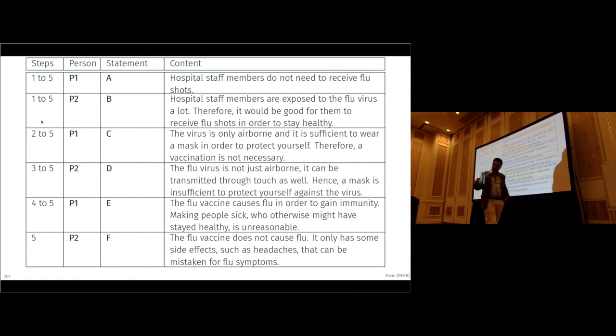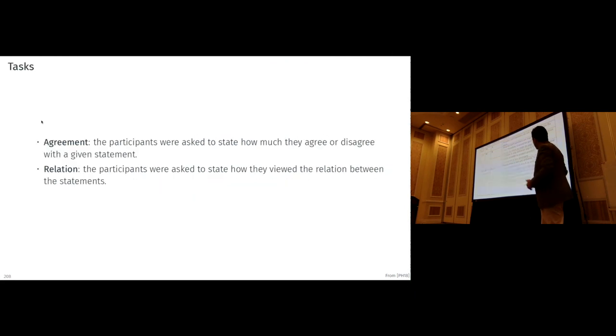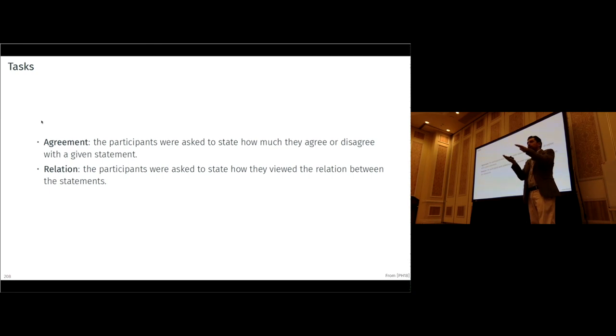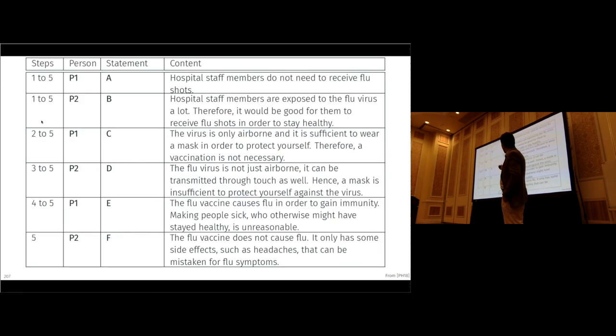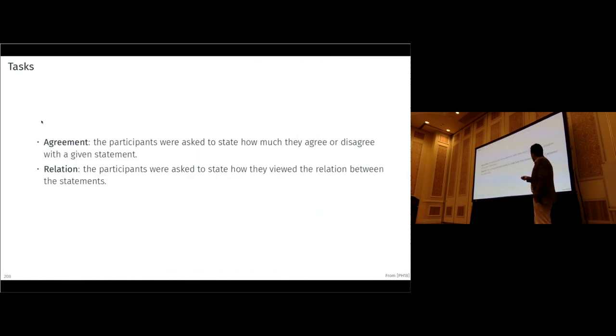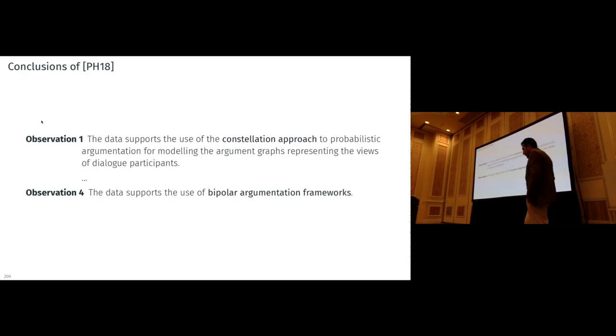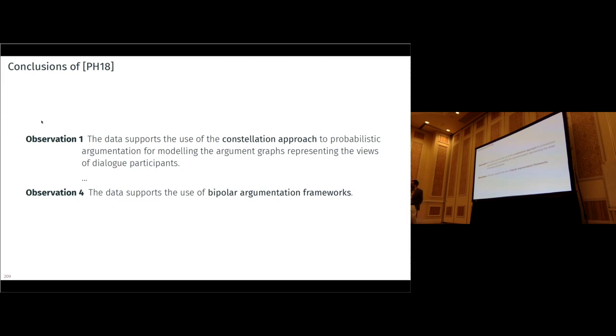So they already had in mind what was the argumentation structure behind, which statements were supporting or attacking which other statements, but then they were asking participants, regardless, whether they agree or disagree with a given statement, and they were showing different parts of the dialogue. Some participants saw just the first line, others just the first two, others the first three, etc. Participants were also asked to state how they see the relationship between the different statements, whether it was a support, an attack, or whatever else. And the result is that people like to have a probabilistic view of the reality, or at least some of the observations that the colleagues made were coherent with a constellation approach to probabilistic argumentation. I'm happy to talk about that one down the line if you wish so.